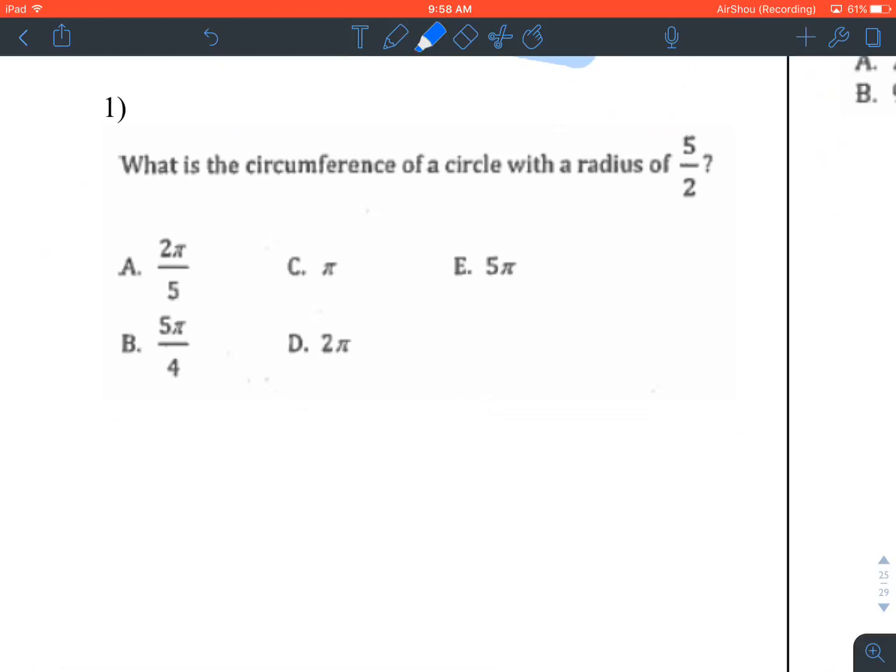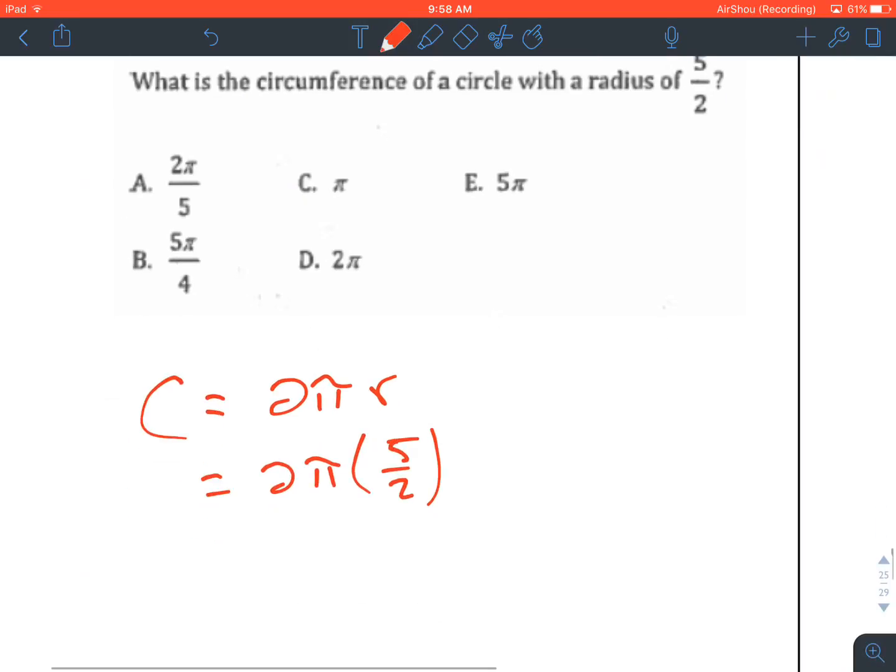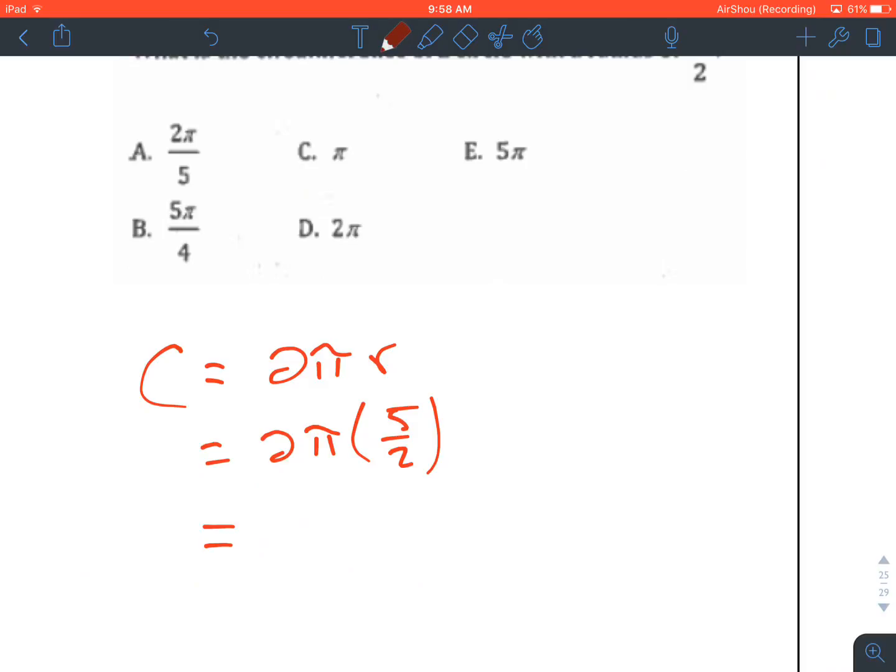Let's look at an example. What is the circumference of a circle with a radius of 5 over 2? Circumference is 2 pi times r. r is 5 over 2. We are multiplying and dividing by a 2 here, so they cancel. So I end up with 5 pi. Circumference, 5 pi.